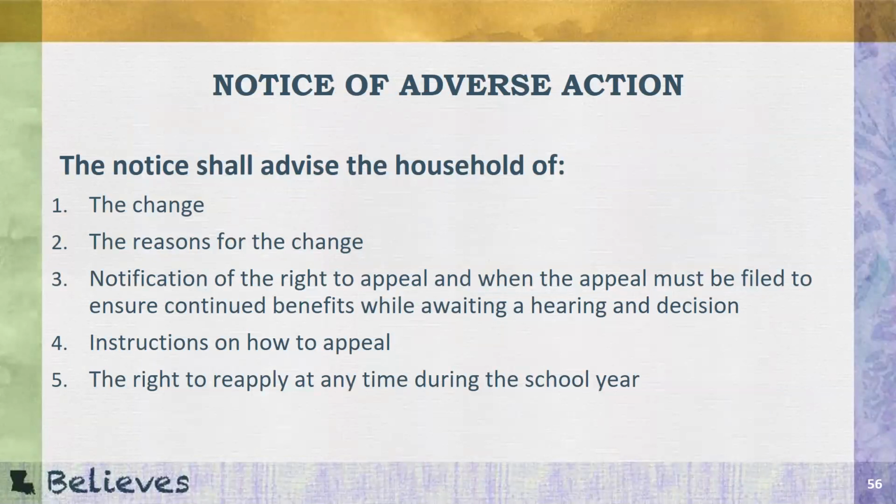When a notice of adverse action is issued, the notice shall advise the household of 1, the change, 2, the reasons for the change, 3, notification of the right to appeal and when the appeal must be filed to ensure continued benefits while awaiting a hearing and decision, 4, instructions on how to appeal, and 5, the right to reapply at any time during the school year.